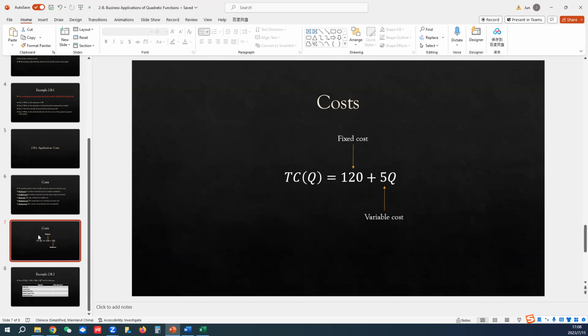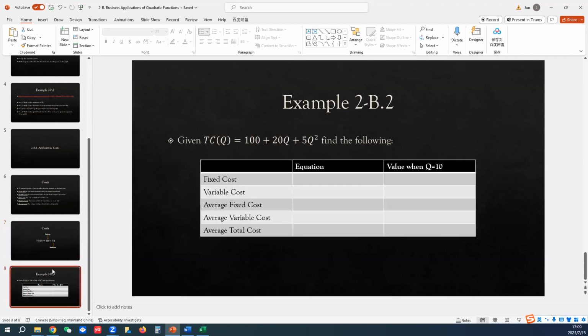Before driving any mileage, you need to have the car, right? Fixed cost is the cost of the car. Before the first mileage, you need to get the car. The cost of the car is incurred. But the variable cost is a certain per-mileage price, right? So that's the variable cost. Okay. And here, let's do the calculation.